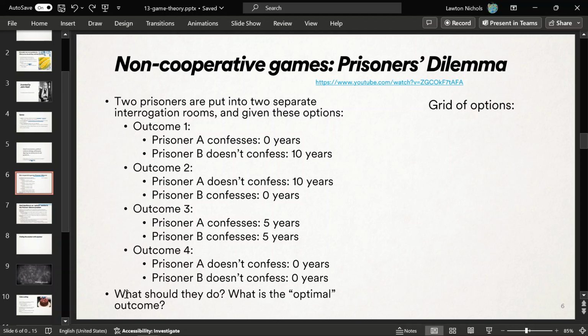And the question is, and game theory is going to tell us something interesting based on this, what should these prisoners do? How should they work? What is the optimal outcome? As you think about what you would do if you were prisoners, let me draw the grid of the options. So here's from the perspective of prisoner A, and here's from the perspective of prisoner B on this axis.